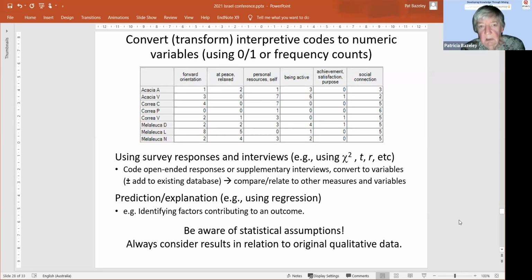We can create what's called a case by variable database by converting interpretive codes to numeric variables and then use those for either descriptive or inferential type statistics. I have a warning there about statistical assumptions and also emphasize the need to always consider results in relation to the original qualitative data.